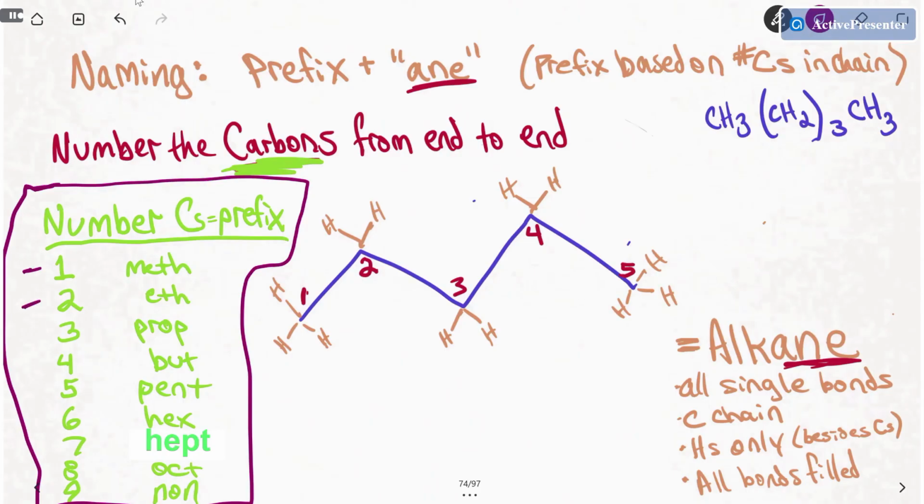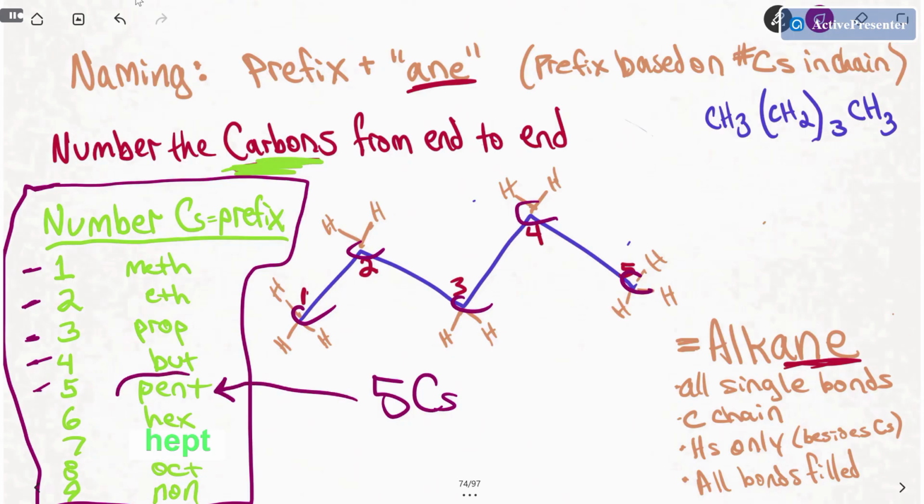So if there's only 1 carbon, the prefix is meth. If there's 2 carbons, the prefix is eth. If there's 3 carbons, the prefix is prop. 4 carbons, but. 5 carbons, pent. So in this one, we have 5 carbons, right? So 1, 2, 3, 4, 5. 5 carbons. So that means pent is the prefix.